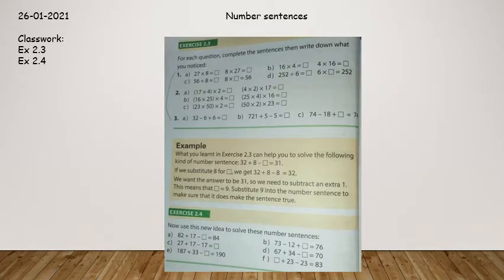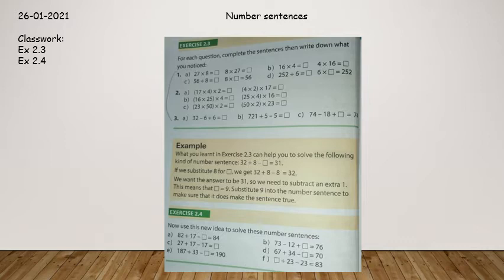Okay, so we have homework. Please draw a line underneath your previous work. Then you write today's date. You write the heading, and please remember to underline it. Then you leave open a line. You write classwork, exercise 2.3, exercise 2.4. And then I've put in a picture for you so that you can see the work.